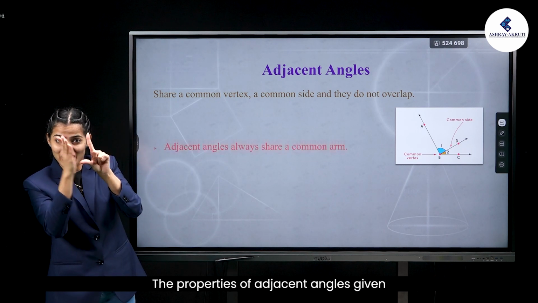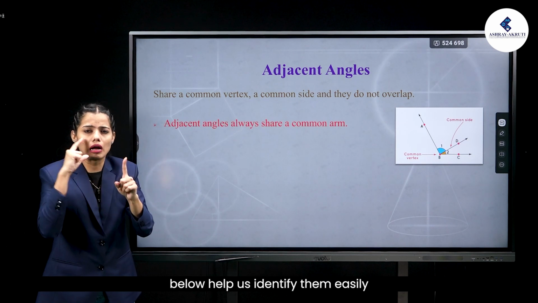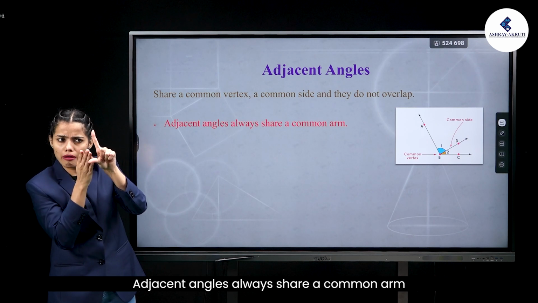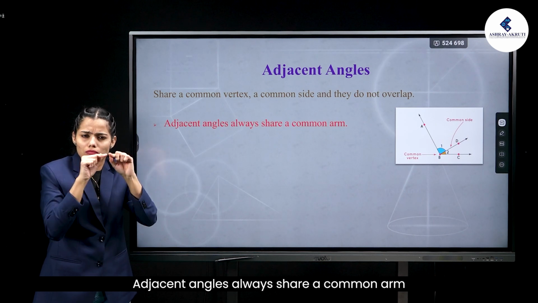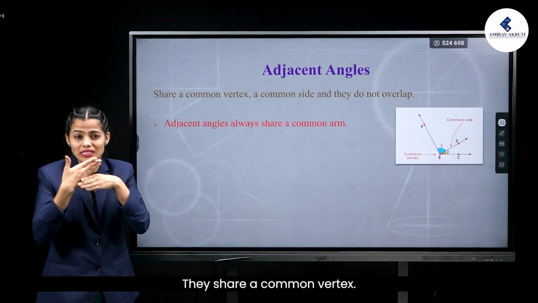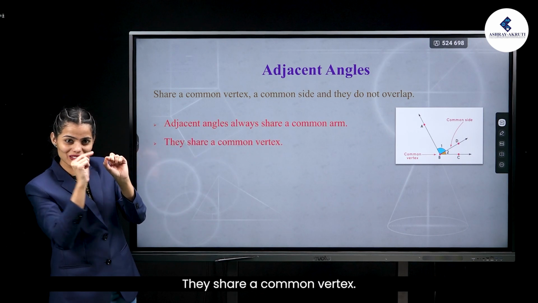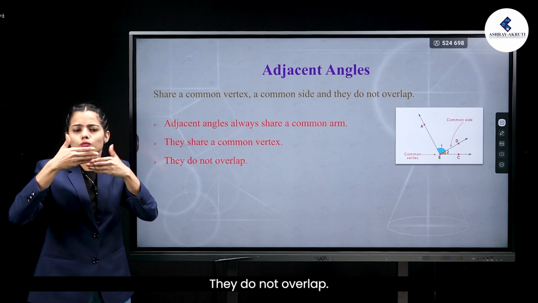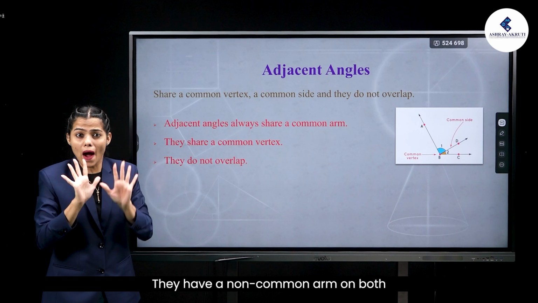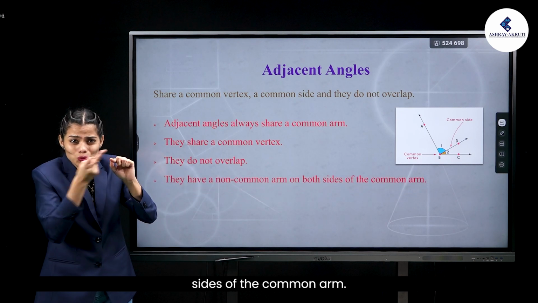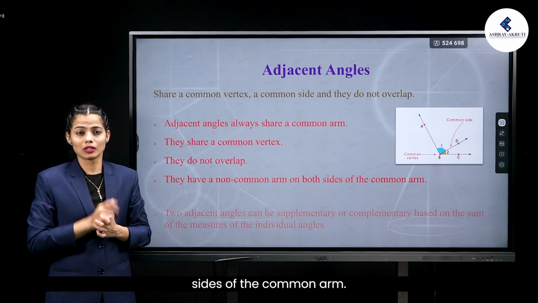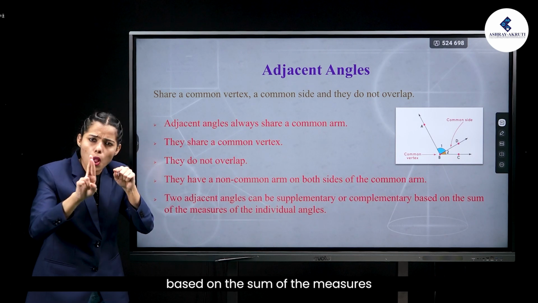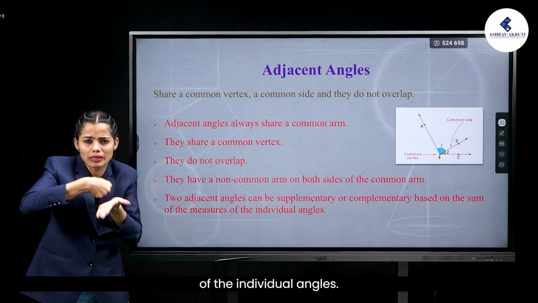The properties of adjacent angles given below help us identify them easily. Adjacent angles always share a common arm. They share a common vertex. They do not overlap. They have a non-common arm on both sides of the common arm. Two adjacent angles can be supplementary or complementary based on the sum of the measures of the individual angles.